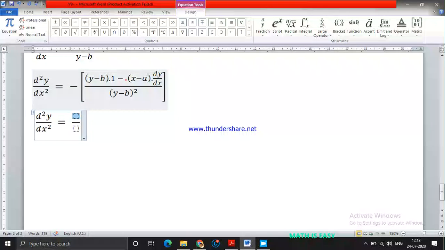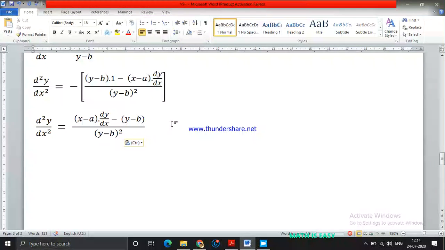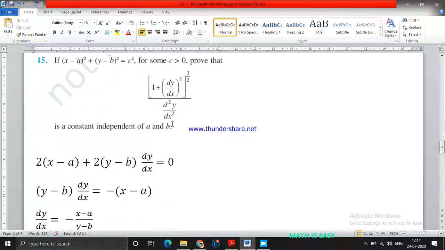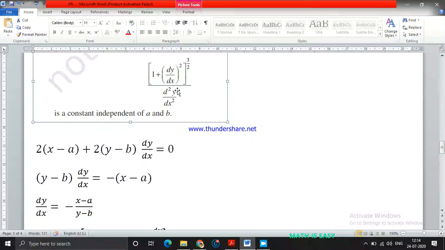Okay, just the signs will change. This minus sign will become a plus sign. So here also it will come, control V, minus. You will get y minus b here, y minus c upon the denominator, which will remain as it is, y minus b whole square. Okay, so I got the dy by dx value, and I got the d square y by dx square value. Now I have to substitute into this equation. This is looking a little crazy.